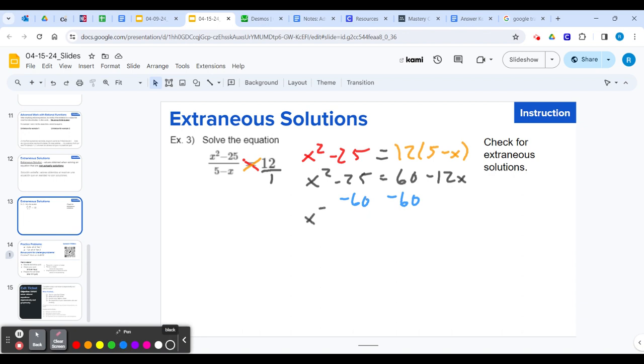I get x squared minus 85. Well, let me throw those lines there to make it easier. Equals negative 12x. And then I'm going to add 12x to both sides to give me, and I'll write this in standard form, x squared plus 12x minus 85 equals 0. We're dealing with a polynomial, so we want to set everything equal to 0, and then we can find the zeros in order to find our solutions.